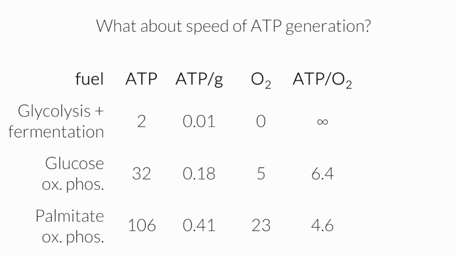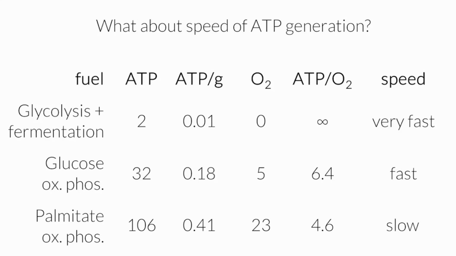Okay, finally, the last thing I want to ask about is the speed of ATP generation. Answering this rigorously would take a lot more than I'm going to go into in this video, so I'm just going to put out what the speeds are. Glycolysis and fermentation are very fast. The first thing that happens when you take off running from the starting line is you start doing glycolysis. Glucose and oxidative phosphorylation is fast, and then fatty acid consumption is much slower.